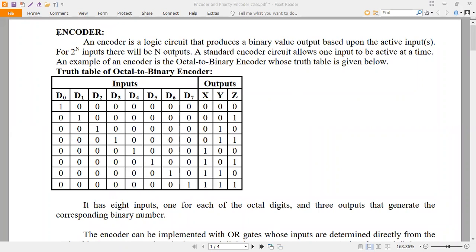Encoder. Encoder is a logic circuit. Logic circuit is also called a digital circuit. An encoder is a logic circuit that produces a binary value output based upon the active input.